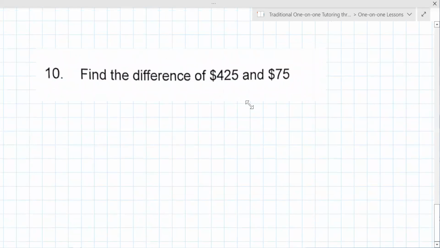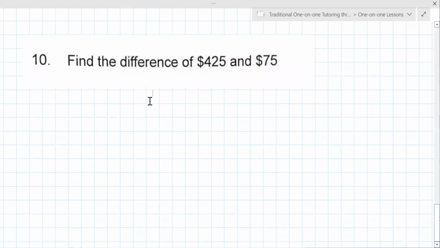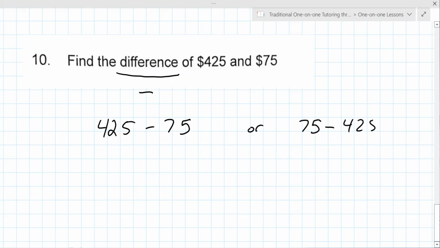All right. So this one says, find the difference of 425 and 75. What math operation is difference? Division, I think. Nope. Whenever you're reducing, it's subtraction. Difference is always subtraction. But the problem here is, is it 425 minus 75, or is it 75 minus 425?